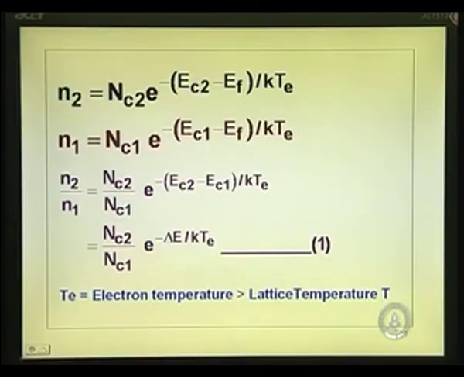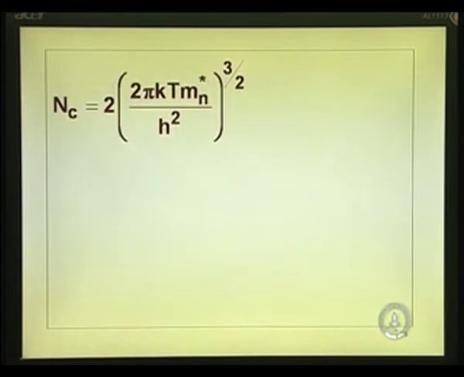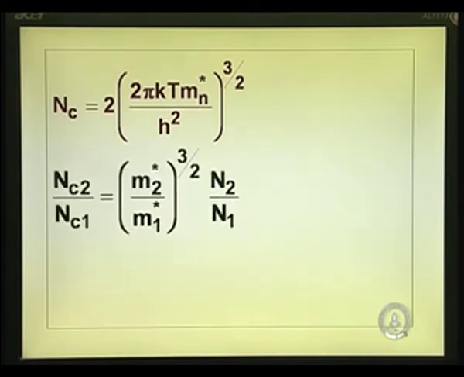Okay. So the most important thing now is N2 by N1 is Nc2 by Nc1 into e to the minus delta E by kT. Out of these, we know delta E, 0.36 electron volts. Nc is that quantity. Taking the same temperature for the electrons, Nc2 will have M2 star and Nc1 will have M1 star. So, M2 star by M1 star to the power 3 by 2.